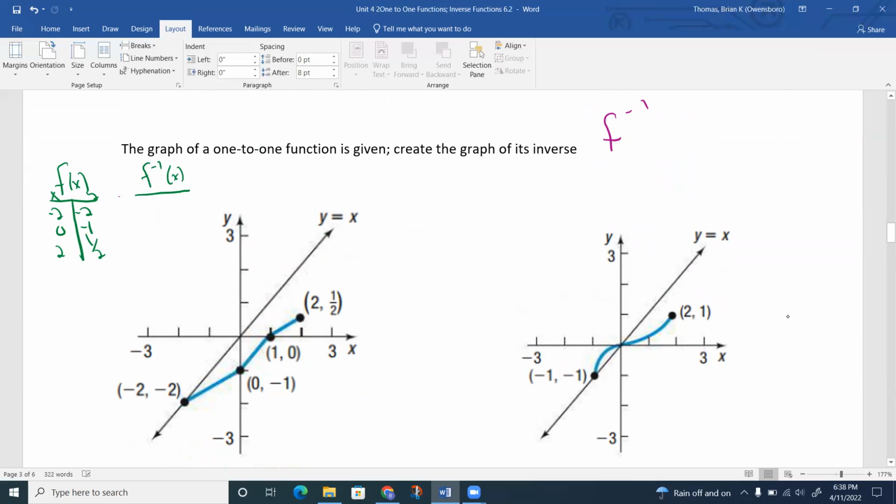The inverse function, its ordered pairs are going to be the roles of x and y switched, but when both are -2, you can't really tell much going on there. Notice that 0, -1, though, that's going to now turn into -1, 0. And this 2, 1/2 is now going to turn into 1/2, 2. So if I want to graph the inverse, all I have to do is graph those 3 ordered pairs to start with. So -2, -2 has already been graphed for us. -1, 0 would be located here. And 1/2, 2 would be located here.